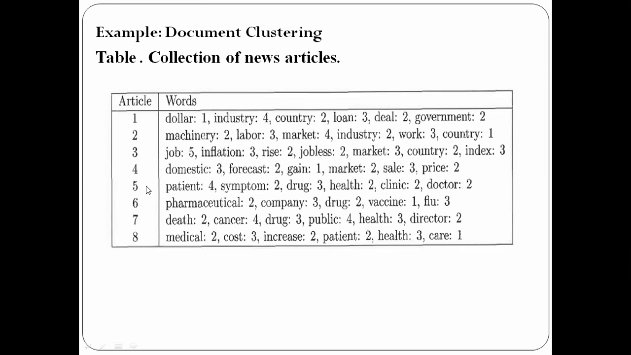In the same way, for articles 5, 6, 7, 8, if you look at the words here, that is patient, symptom, drug, health, pharmaceutical company, and then health, patient, all these things are related to the health field. So I can group these as one more cluster, the cluster related to healthcare. So this is one example of clustering, where we have used clustering to group the documents.